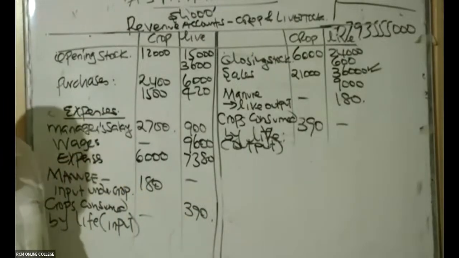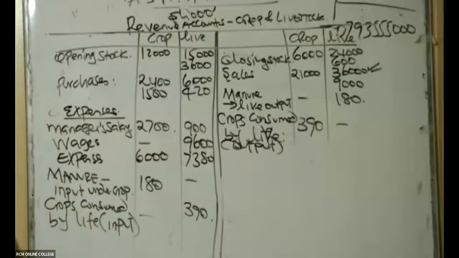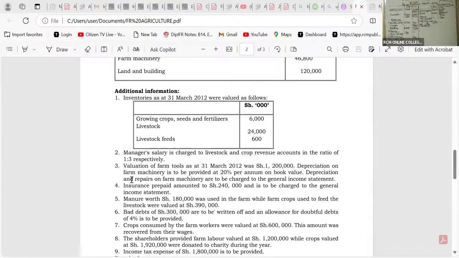All right. Then if you allow me, ladies and gentlemen, I don't want to cover the book. I will continue with this question here. They are telling us, crops consumed by farm workers. No, bad debts. Bad debts of 300 to be written off. Of course, bad debts can come to the crop account or the livestock accounts. Look at note 7. Crops consumed by the farm workers were valued at 600. This amount was recovered from their wages.